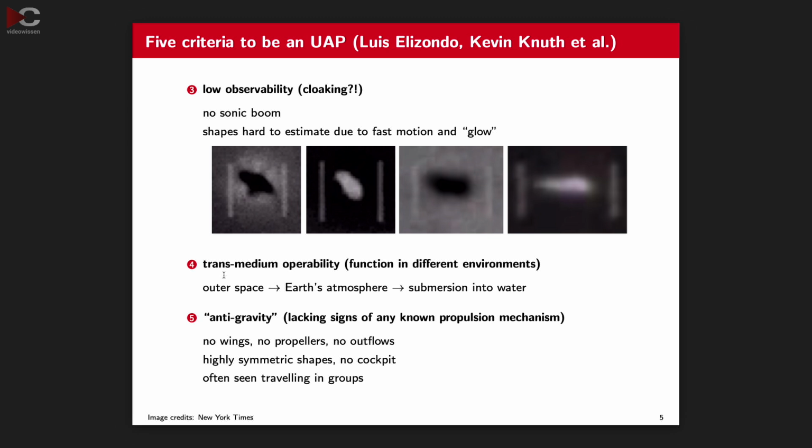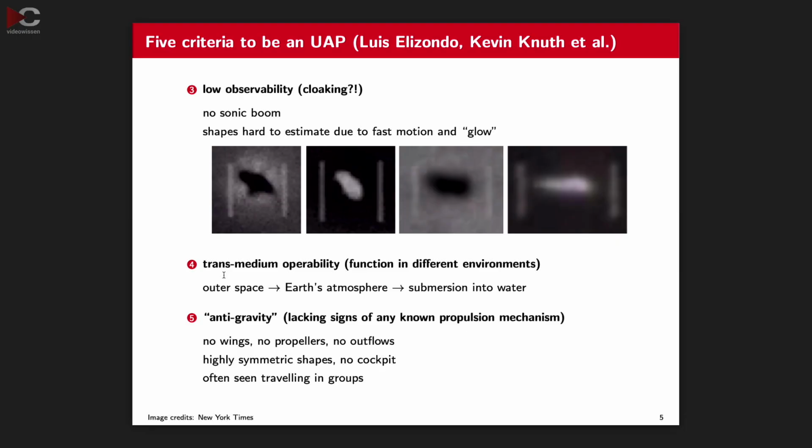The fourth criterion to be a very good candidate is that we can observe transmedium operability, meaning that these UFOs can function in different environments. For instance, we have radar data seeing objects coming from outer space, entering the Earth's atmosphere, and then submerging into water. But the last and most peculiar hint to be of extraterrestrial origin is the anti-gravity feature.